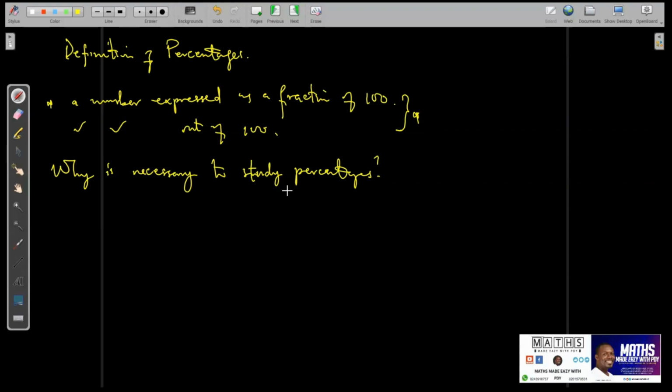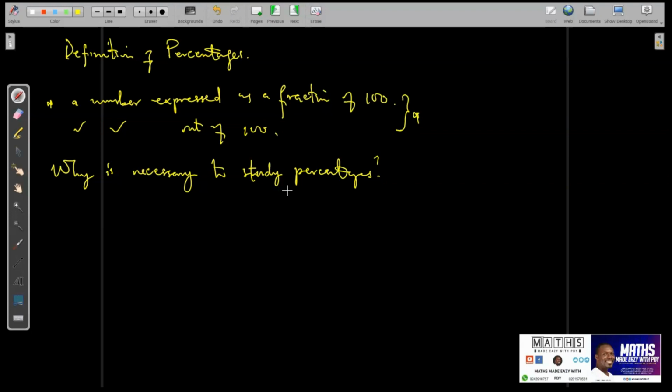Then again, you can base on percentages to increase a quantity or to decrease a quantity. Going further, you can still use the idea of percentages to manipulate figures. When I talk about manipulation of figures, this is what I mean: when an error has occurred in some calculation, you can use the idea of percentages to correct it. And these are some of the things we'll be learning in this topic.